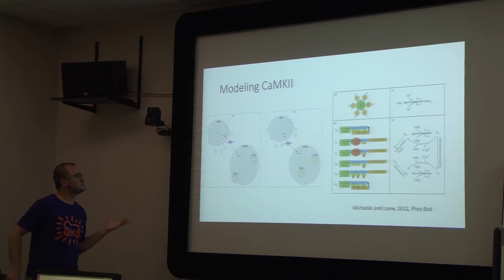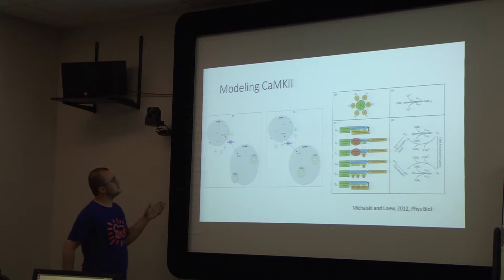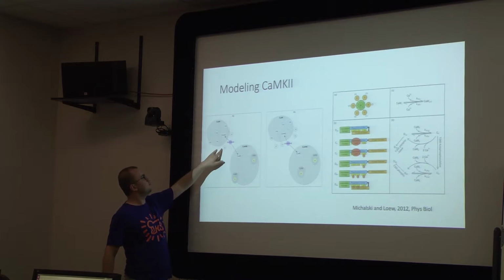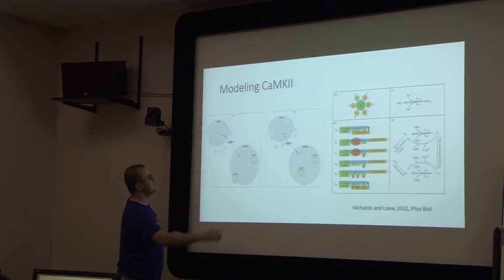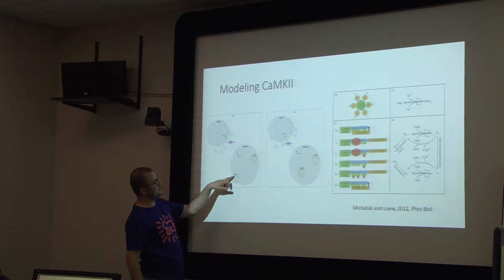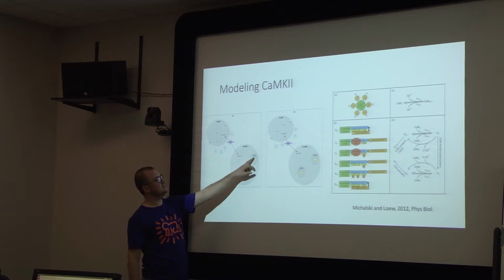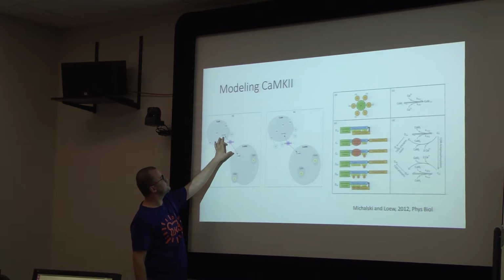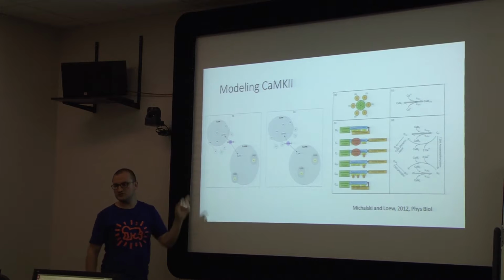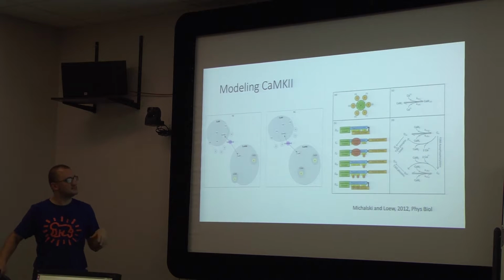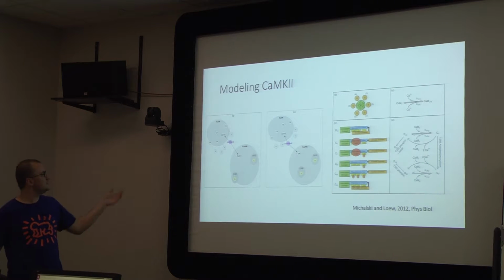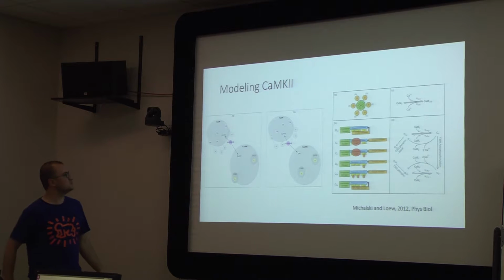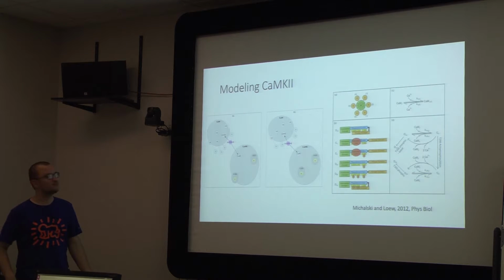Or, for example, this is another rule. This calmodulin has four calcium bound, and the CaMKII binding site is empty. And in the CaMKII, both T286 is unphosphorylated, and T305 is also unphosphorylated. And then between those two sites, there will be a bond formed. So it's the calmodulin binding to the CaMKII in the unphosphorylated form.